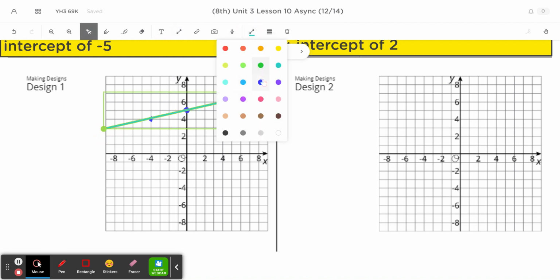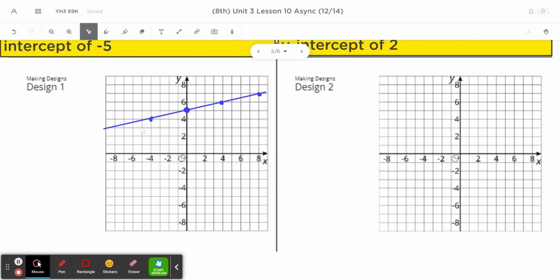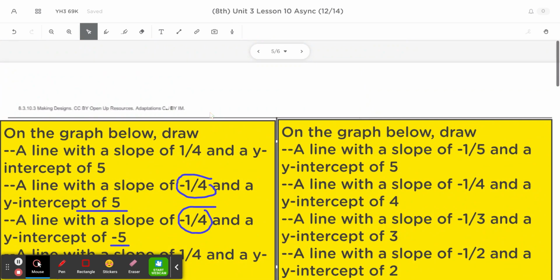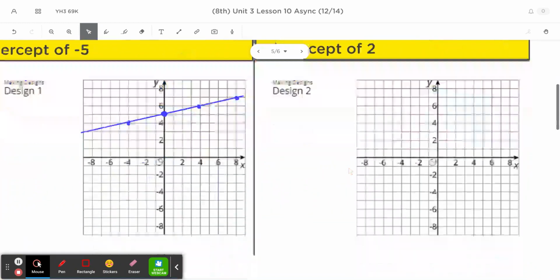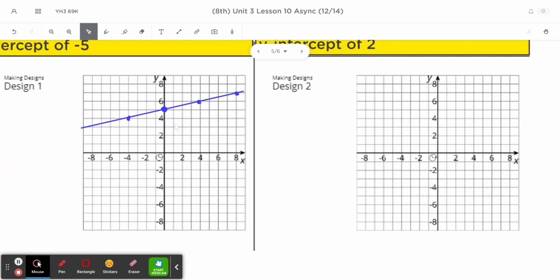And you're going to do that for each of the lines that are listed there in the yellow box on the left, and then you also have the yellow box on the right. And so you're going to end up with a total of 8 lines plotted. You'll have 4 lines under design 1 and 4 lines under design 2. You can pause this video to do slide 5. When you're finished with slide 5, I'm going to give you directions for the rest of class.